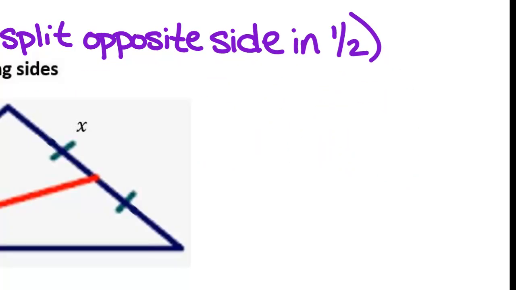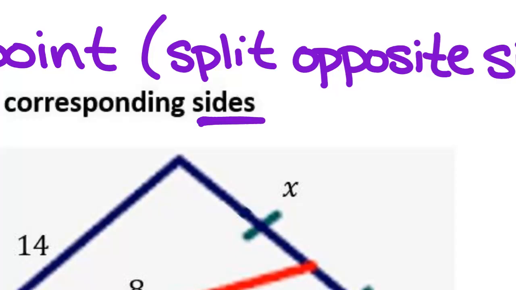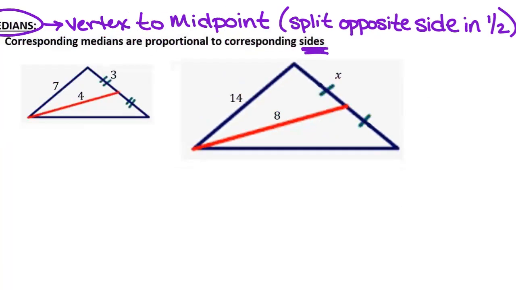I did not write down a definition for the angle bisectors. Angle bisectors just cut our angle in half. All right. So corresponding medians are proportional to corresponding sides of the triangle.